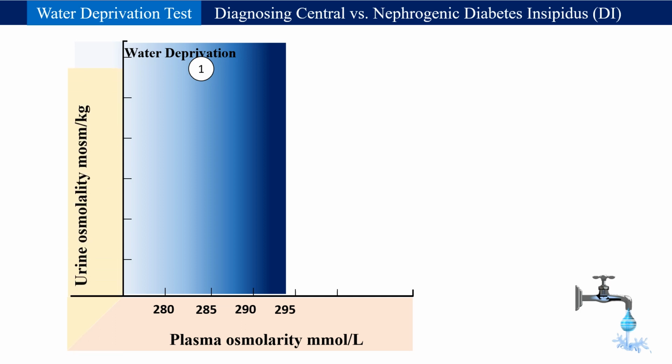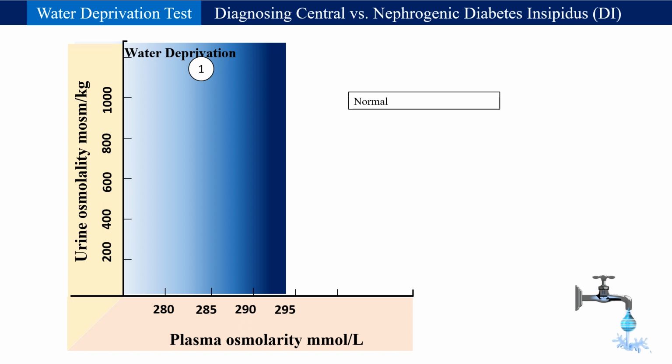Simultaneously, we measure the patient's urine osmolality. For a normal patient, the urine osmolality gradually increases as the plasma osmolarity goes up with water deprivation. This is because as the plasma becomes more concentrated during water deprivation, ADH secretion increases to increase renal water reabsorption.